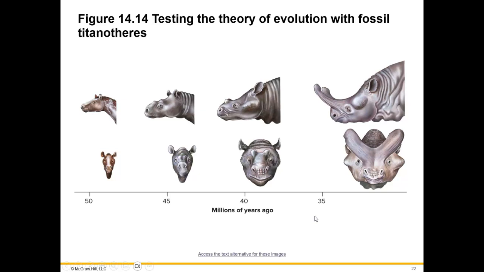Here's one example of those fossils. So the Titanothere, about 50 million years ago, the fossils had a barely perceptible bump in their nose. And as time went by, 45 million years, 40 million years, and then up to about 20 million years, we're seeing the development of changes for this defense structure that they have.